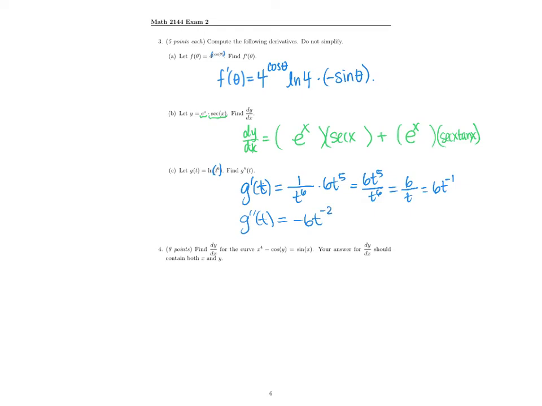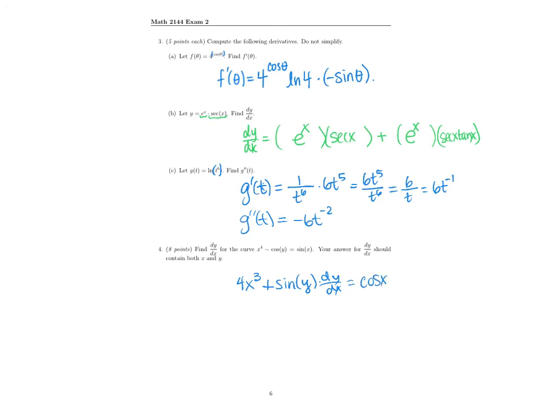Okay, so for the next one, I want to take the derivative, and if I notice here, I have the x's and y's are all mixed up, so I'm going to have to take the derivative implicitly here. So here, when I take the derivative of the left-hand side, the derivative of x to the 4th with respect to x is 4x to the 3rd minus, and now when I take the derivative of cosine y, I have to think of this as a chain rule. So the derivative of the cosine part is negative sine, leave the inside alone, then I'm going to multiply by the derivative of the inside, which is dy/dx. And then when I take the derivative of the right-hand side, the derivative of sine x is just cosine x.